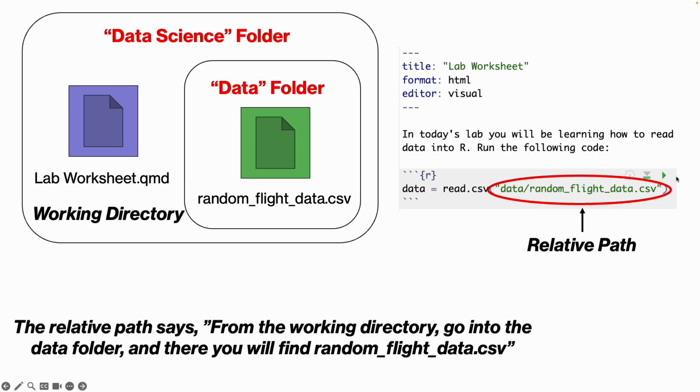So what does this red circle say? It says, from the working directory, go into the data folder, and there you will find randomflightdata.csv. And so if we were to run this, it would work.